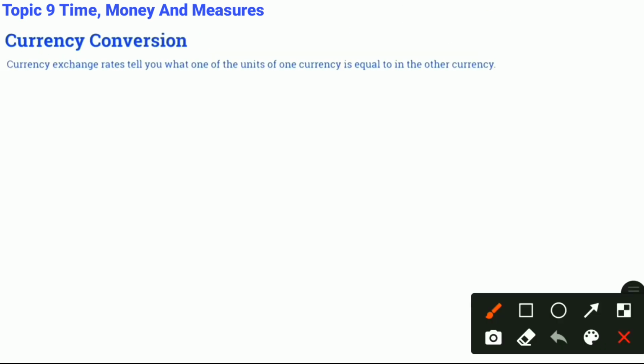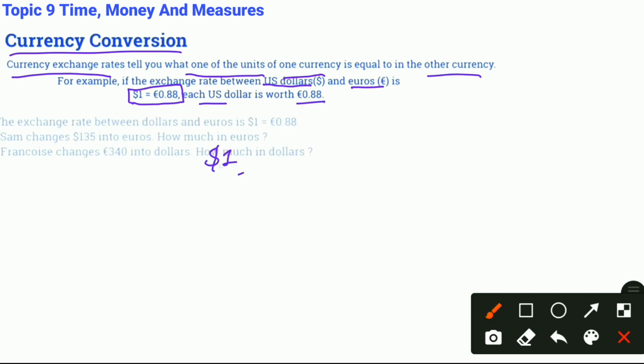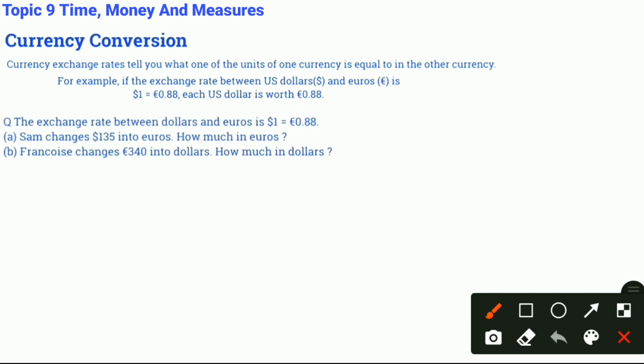And currency conversion. Exchange rates tell you what one unit of one currency is equal to in the other currency. For example, the exchange rate between US dollars and euros: each US dollar is worth 0.88 euros. Sam changes 135 dollars into euros. How much in euros? So we're going to multiply 135 by this. Okay, this is the answer.